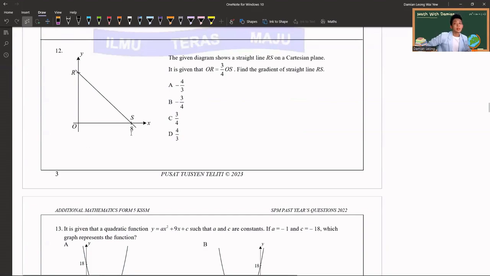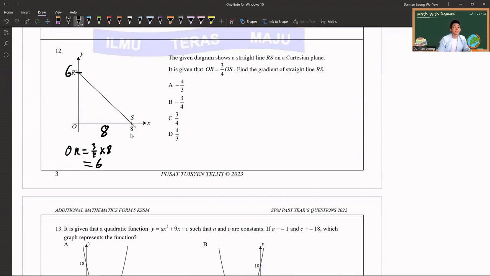Question 12. The given diagram shows a straight line RS on a Cartesian plane. It is given that OR equals 3 over 4 OS. So since OS is 8, OR is 3 over 4 times 8, which would be 6. So this height is 6, which means the y-intercept should be 6 here.